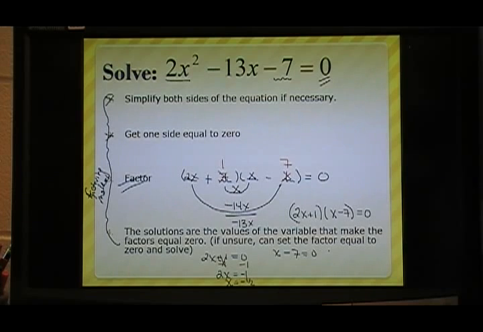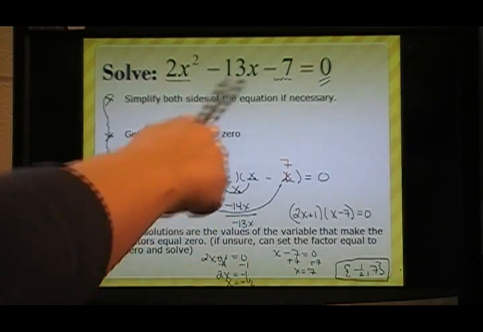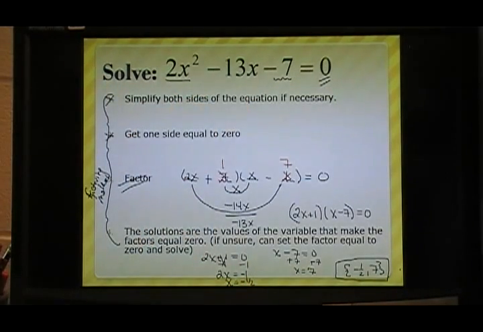Also, you shouldn't need to do it with the other factor. We've already decided 7 is the number that makes it equal to 0. But if you take that factor and set it equal to 0, solving for x does verify that 7 is a solution. So my solution set consists of the numbers negative 1/2 and 7. These are the values of x that make that statement true. Okay? You can check it.